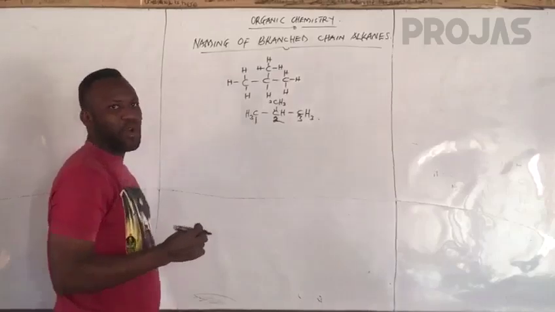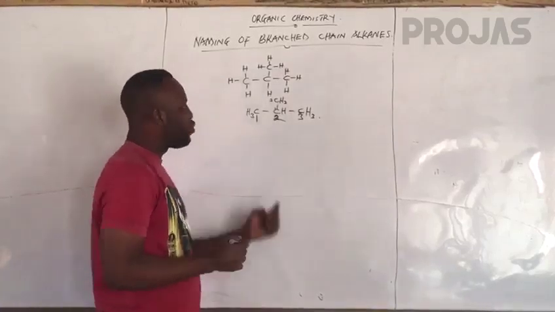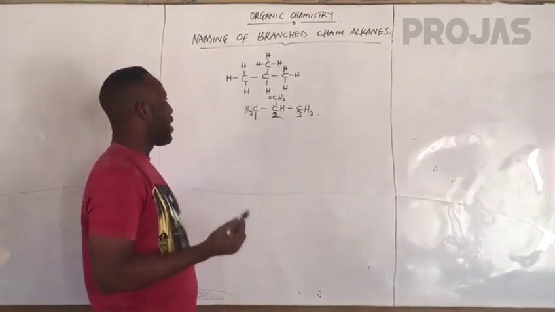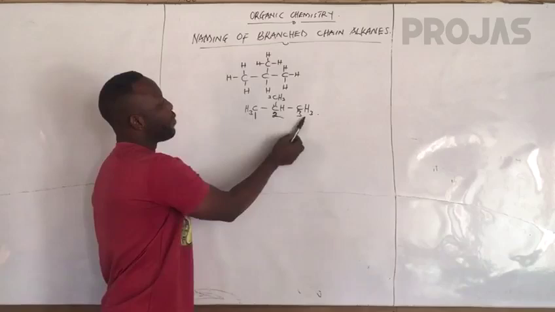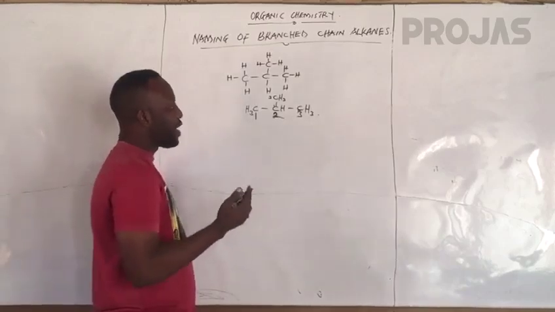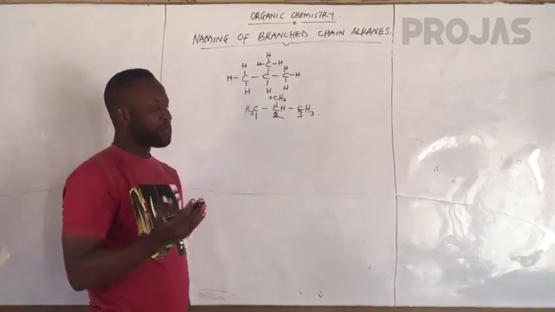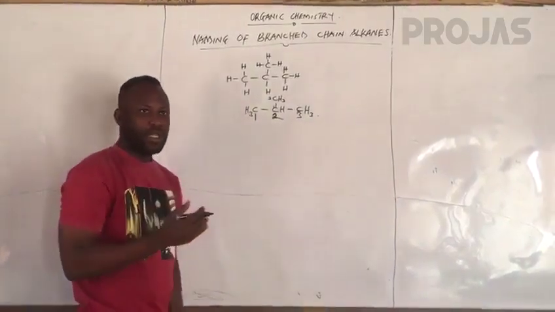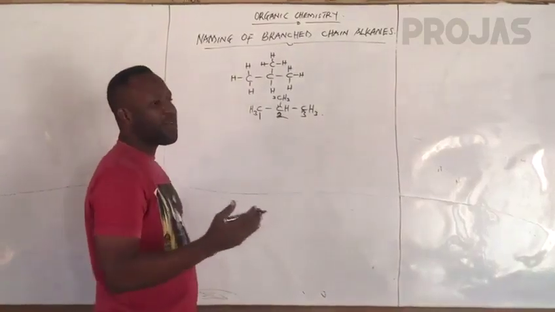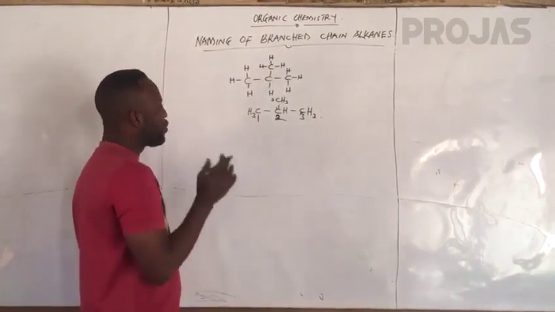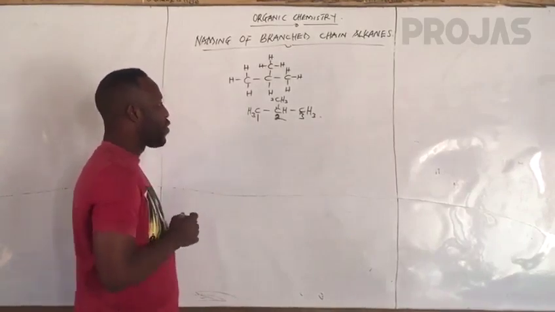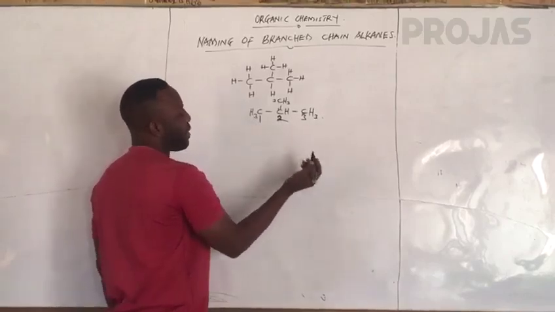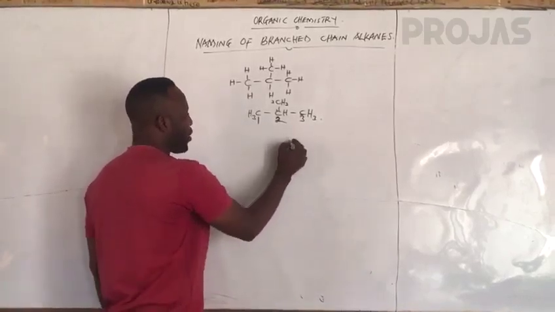So when you identify the longest continuous carbon chain, then you give the name of the alkane. For example, this is 3 carbon atoms. An alkane with 3 carbon atoms is propane. If it is 4, an alkane with 4 carbon atoms is butane. If it is 5, an alkane with 5 carbon atoms is pentane. So the first thing to do is to identify the longest continuous carbon chain. Having done that, for this is propane, 3 carbon. Alkane with 3 carbon is propane. We write down propane.